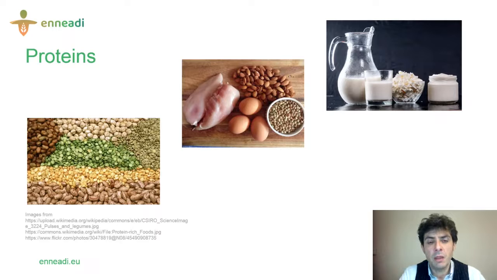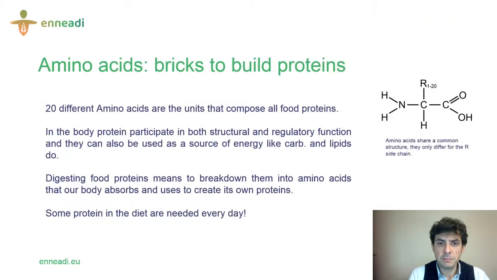Proteins are the third macronutrient. They are present both in animal and plant foods, such as beans or nuts. Proteins are polymers. They are composed of 20 different amino acids. Amino acids can be considered as the bricks needed to build proteins. And in the body, proteins participate in both structural and regulatory functions. But in some cases, they can be utilized as a source of energy, like carbohydrates and lipids.